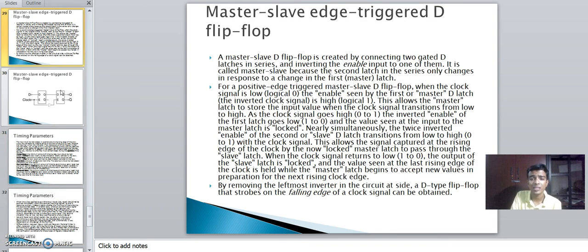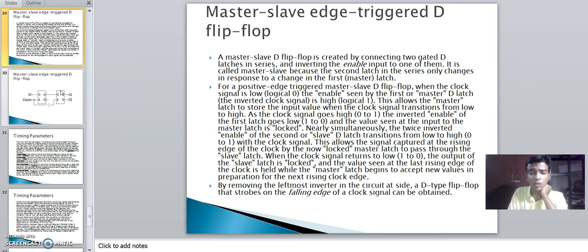Next, we move on to the master-slave edge-triggered D flip-flop. A master-slave D flip-flop is created by connecting 2 gated D latches in series and inverting the enable input in one of them. It is called master-slave because the second latch in the series only changes in response to a change in the first master latch. For a positive edge-triggered master-slave D flip-flop, when the clock signal is low, logical 0, the enable seen by the first or master D latch, with the inverted clock signal, is high, logical 1. This allows the master latch to store the input value when the clock signal transitions from low to high.